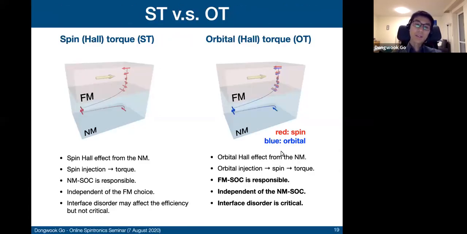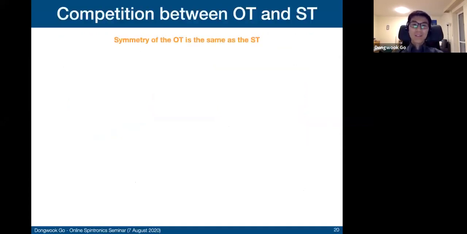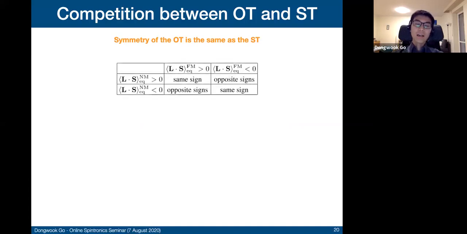But unfortunately, it's really hard to tell which torque comes from spin and which comes from orbital. That's very bad news, especially for experimentalists, and also for theorists, sure. Because the symmetry of the torques is the same for orbital and spin torques, it implies that in a real sample they can add up or cancel each other depending on the situation. The condition for cancellation or adding up depends on the spin-orbit correlation of the non-magnet together with the spin-orbit correlation in the ferromagnet.